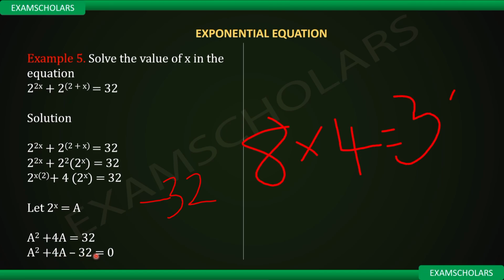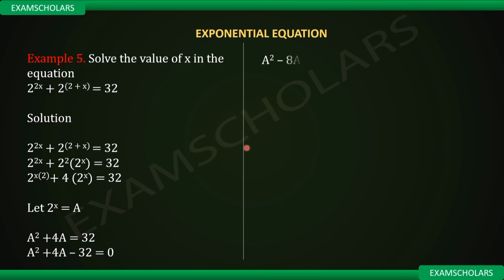Now we have 8 times 4. That's 32, isn't it? But we have plus here. It means that 8 should be plus, and 4 should be minus. Instead of having plus 4a, you can have plus 8a minus 4a. You will still get plus 4a. Use it straight up. What is plus 8 times minus 4? You get minus 32.